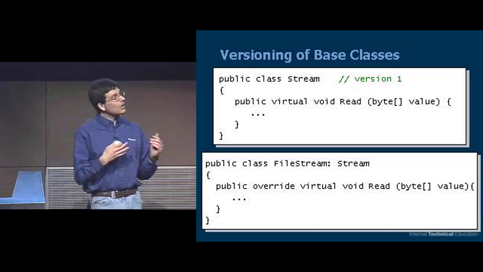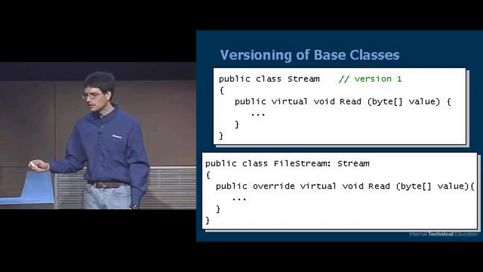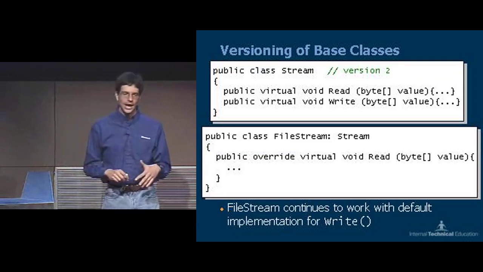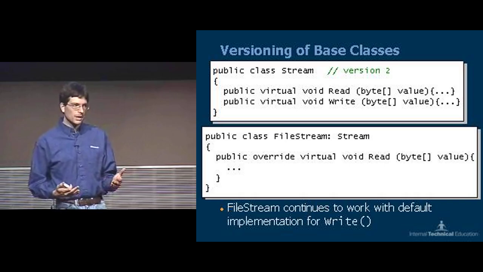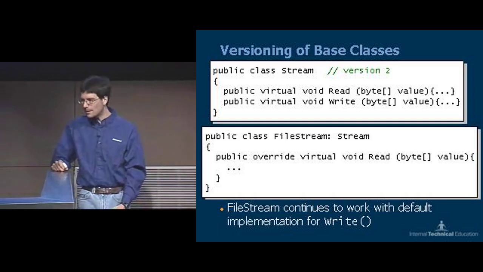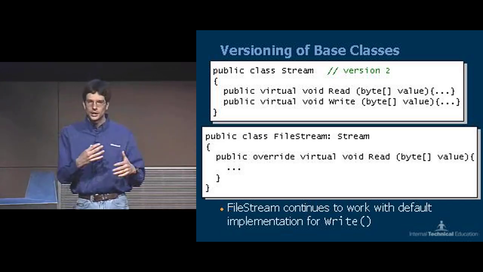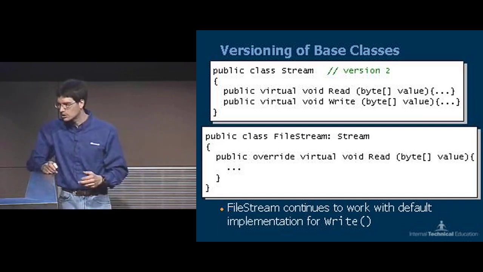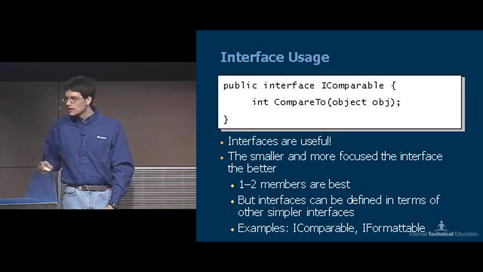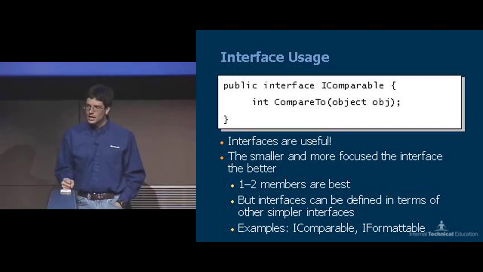So let's look at how that scenario would play out if we had base classes. If Stream had been a base class and we added read in version 1, same thing, FileStream. In version 2, I can add write. Now I have to do some kind of default operation in my write, which means I probably have to throw some not-implemented exception. But at least FileStream can keep working, and independently, when FileStream gets around to it, it can be updated to implement the new functionality from write. Does that make sense? Okay, so all that said, though, I do think interfaces are very useful. So where are they useful?